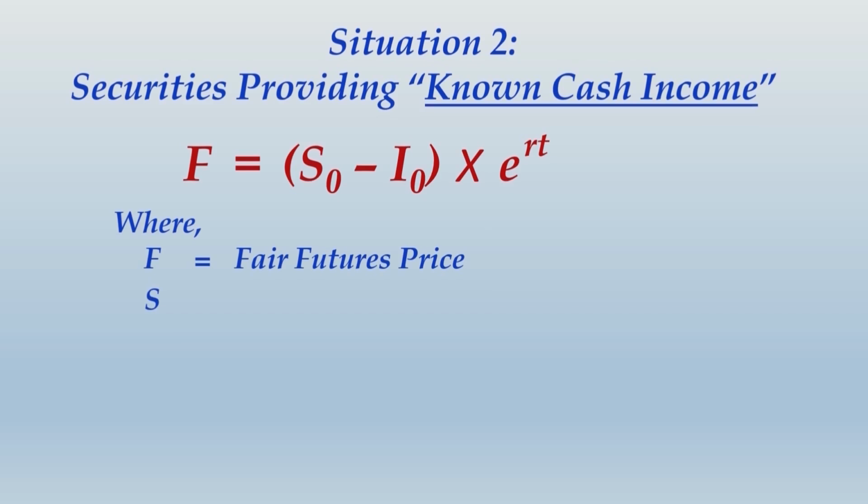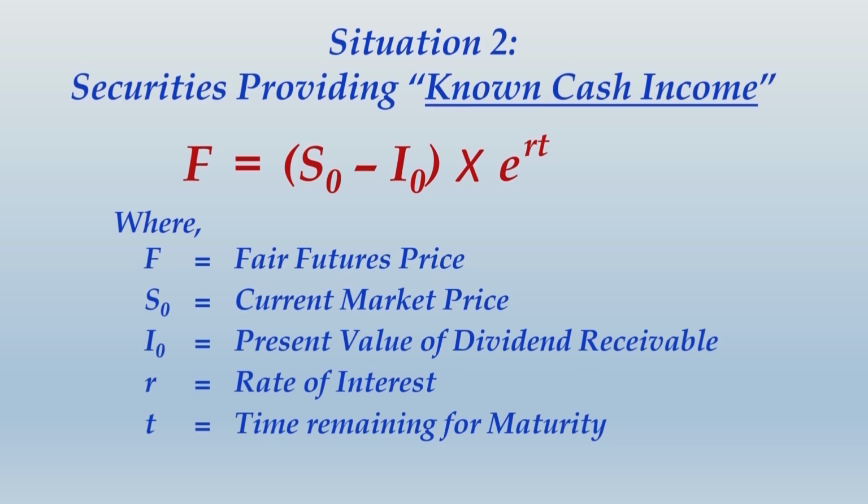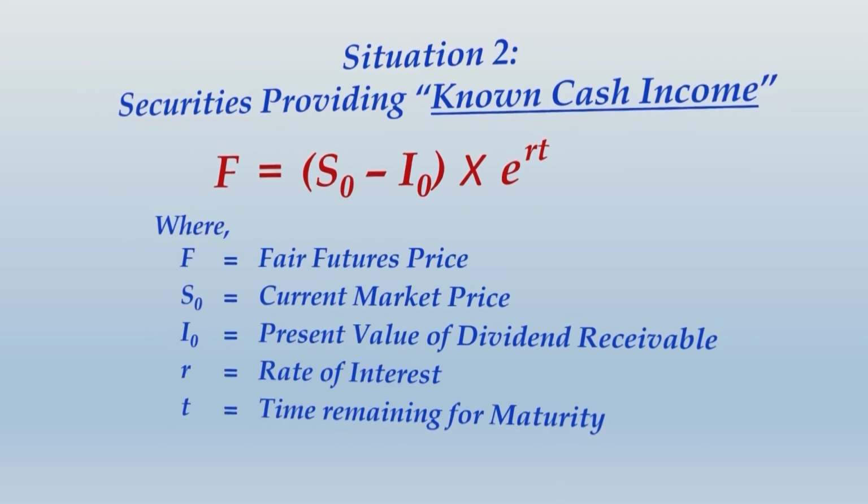So define all the variables. F is the fair futures price, S0 is the current market price, I0 is the present value of dividend receivable, R is the rate of interest, and T is the time remaining for maturity. Let us see application of this through question number 6.